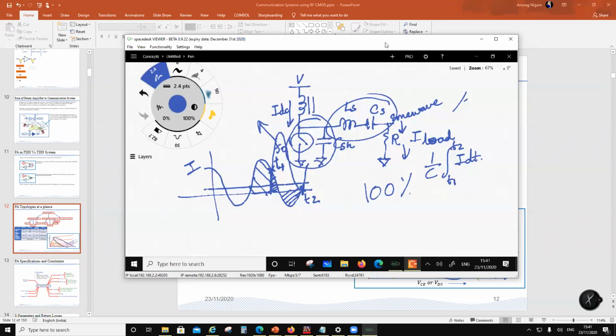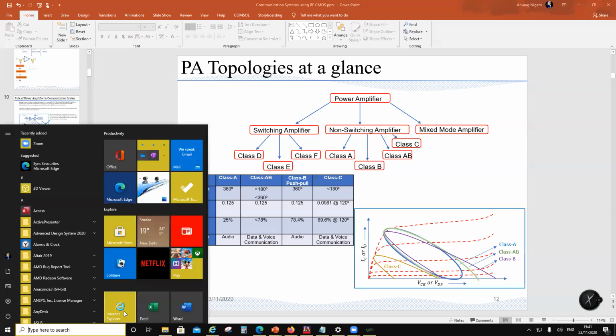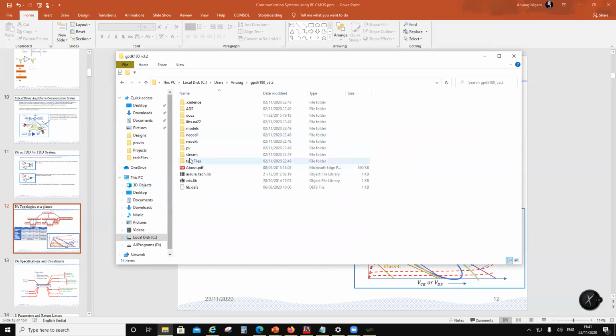Now, I can show you a design of a class E, but this is beyond the scope of this workshop, but I would show you. It's very easy to do that. So let's see it as a diversion.